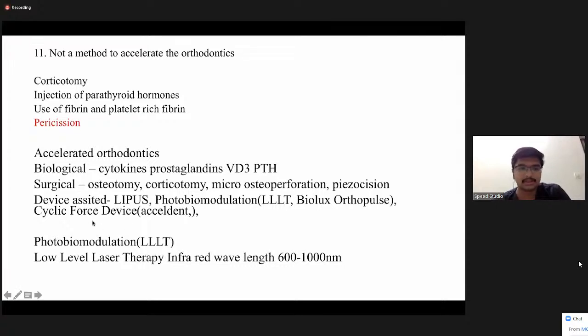And there is also a cyclic force device, which is nothing but an AcceleDent. This AcceleDent provides vibration in the oral cavity, which, on the hypothesis that it might also promote the acceleration of the orthodontics. The questions regarding photobiomodulation will be on low level laser therapy and the nanometers of the wavelengths that have been used. Infrared wavelength of about 600 to 1000 nanometers is widely used in low level laser therapy. And LIPUS uses ultrasound for accelerating the orthodontics.